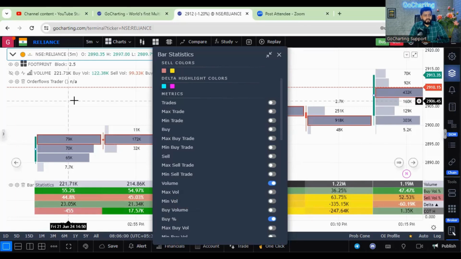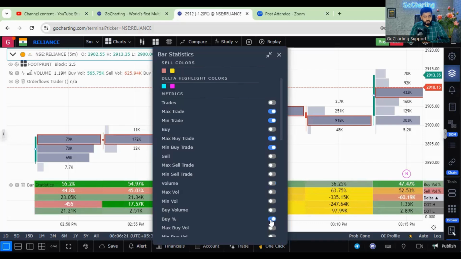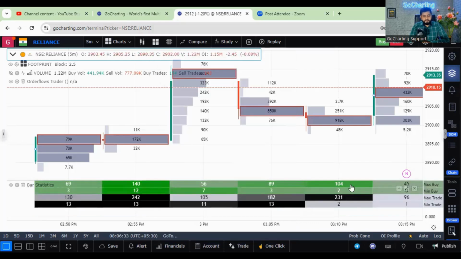Okay, so we will go to footprint charts. If you remember, in the last video, I explained footprint charts, and I told you that some options will be explained in the next video. So now let me try to add these: max trade, min trade, max buy trade, min buy trade. Let me switch off these volume options. So now these are the metrics we have in our bar statistics.